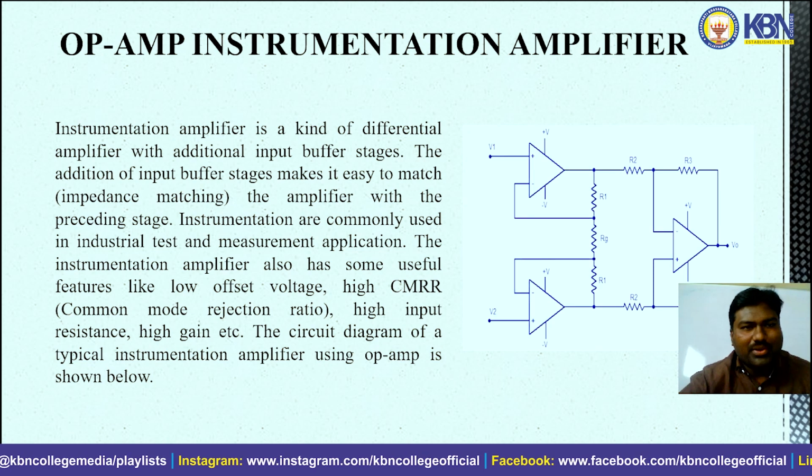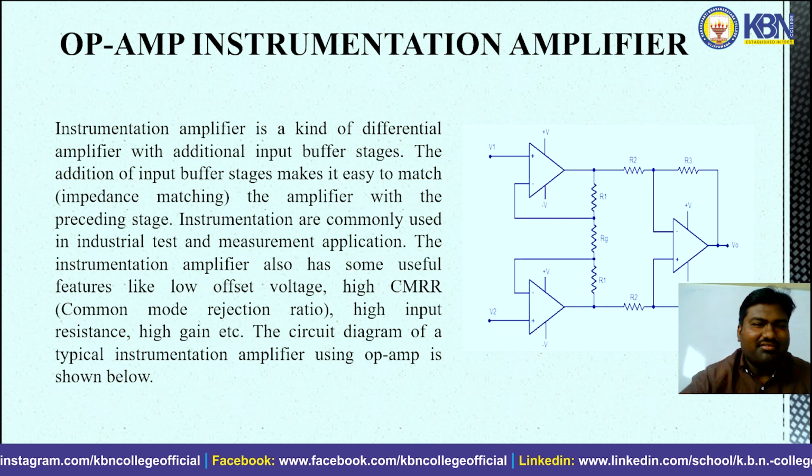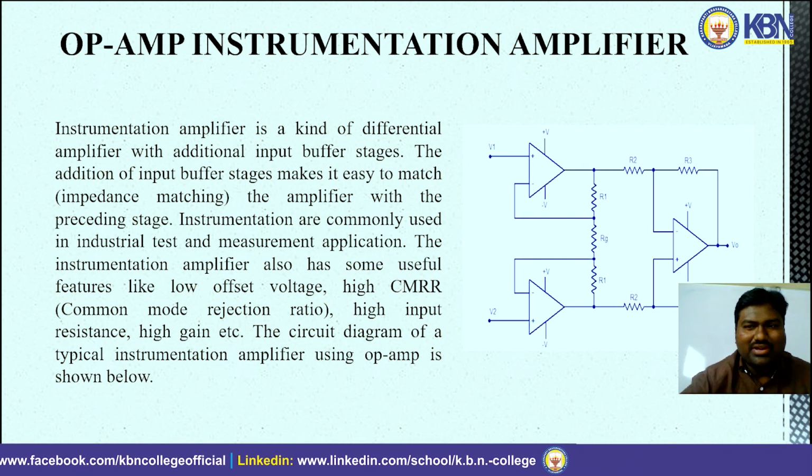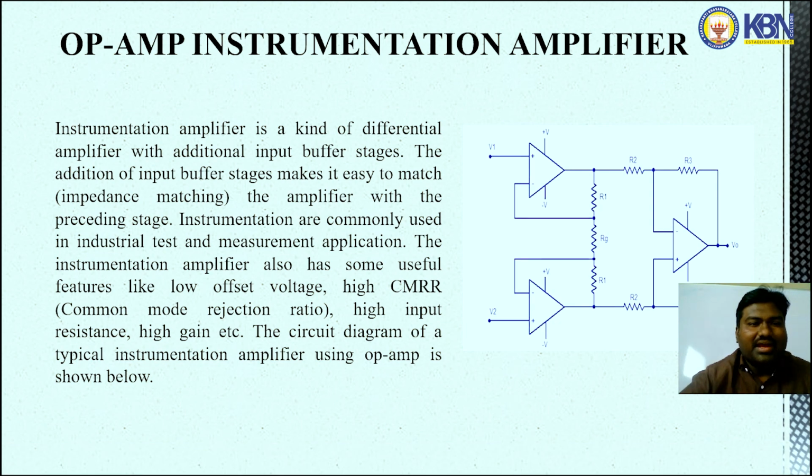Another application of the operational amplifier is the instrumentation amplifier. It is a kind of differential amplifier with the addition of input buffer stages. The circuit diagram shows three operational amplifiers. The gain of the first and second amplifiers is added to the third operational amplifier, which is called an instrumentation amplifier. The addition of input buffer stages makes it easy to match the amplifier with the preceding stage. Instrumentation amplifiers are commonly used in industrial test and measurement applications.